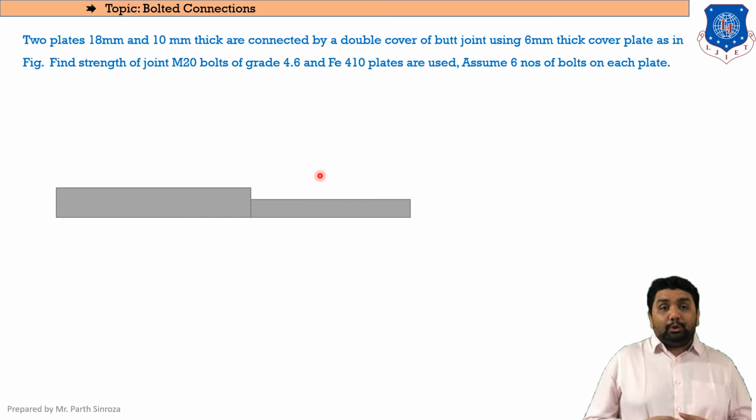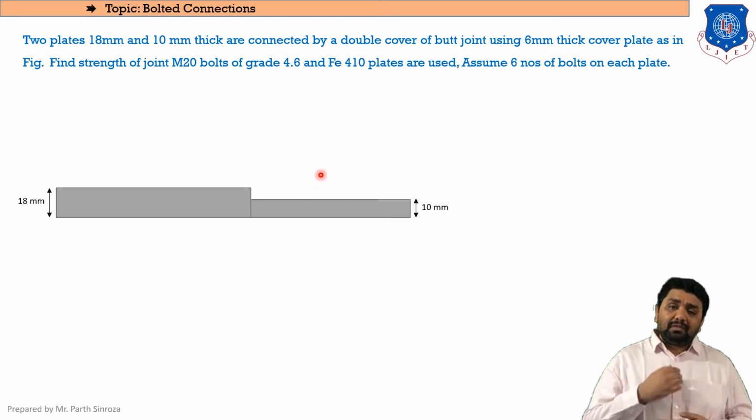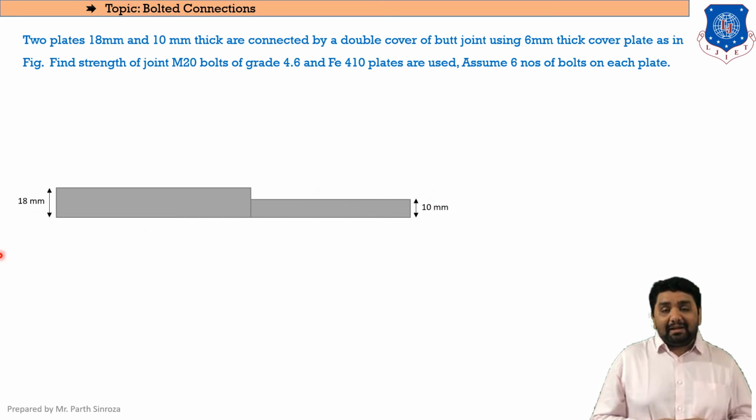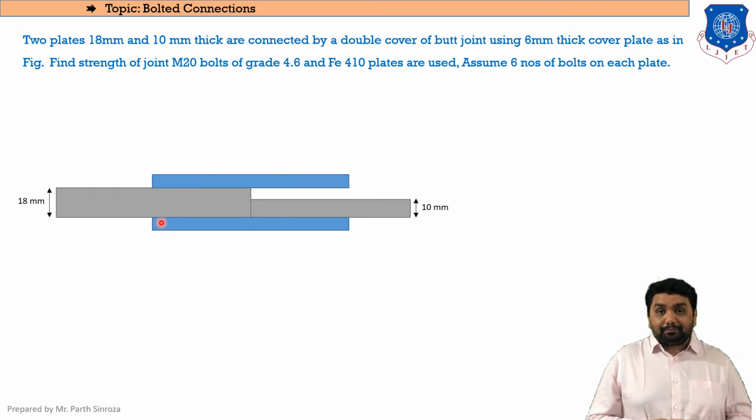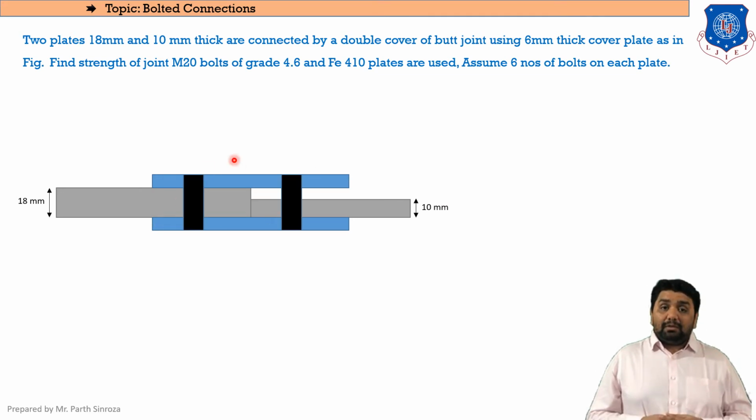So these are our two plates having dimensions. The first plate is of 18 mm thickness and the second plate is of 10 mm thickness. It is connected by a double cover butt joint. That means two cover plates of 6 mm thickness are being connected here. The bolts are already given in the question. 6 bolts are used on both the plates. The number of bolts being used is 6.